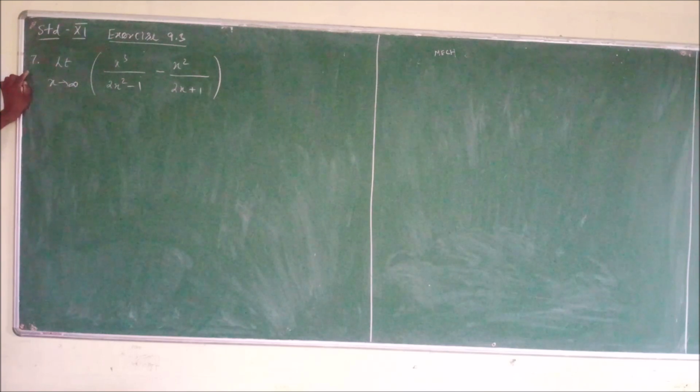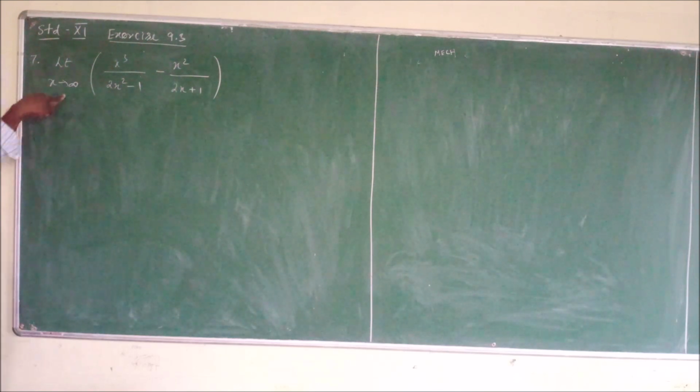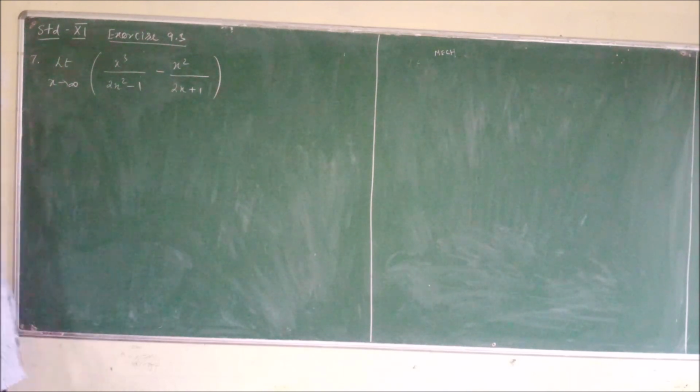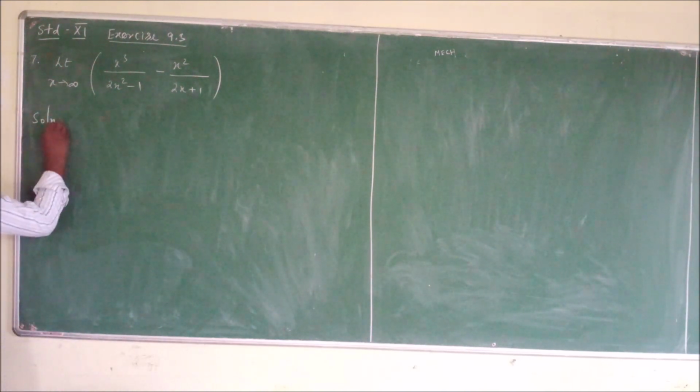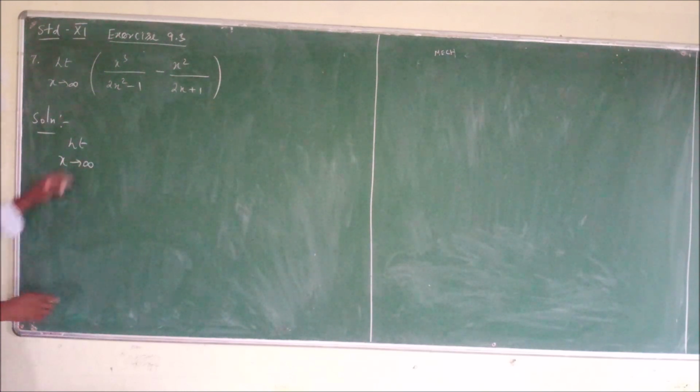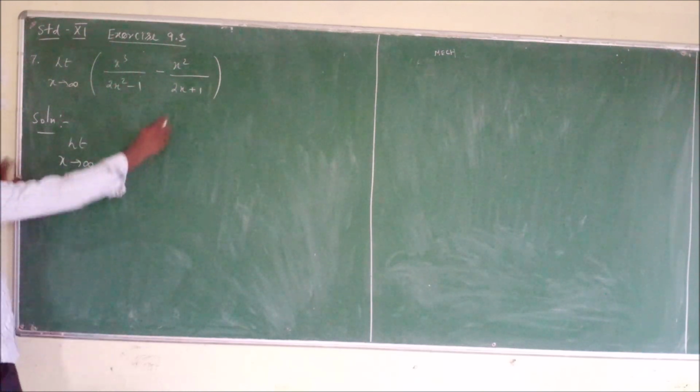Sixth problem. This is the solution. Limit x tends to infinity, x cube by 2x square minus 1 minus x square by 2x plus 1. So we see the solution. Limit x tends to infinity. First we have to take LCM for numerator and denominator.